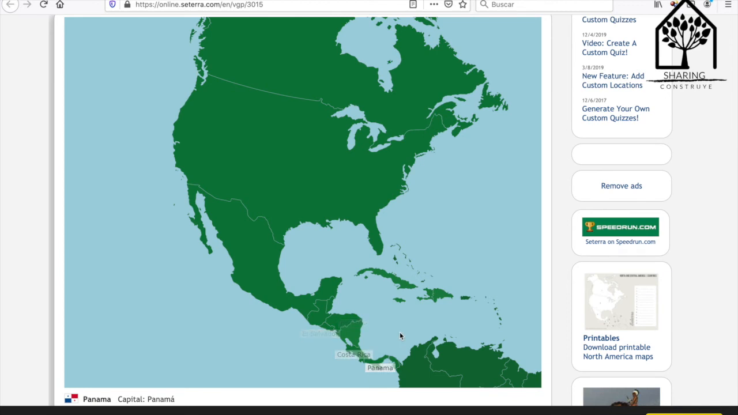Costa Rica and Panama are countries where the educational system really emphasizes the learning of the English language, and they have big influence when it comes to this. This island here is Puerto Rico. It's a territory of the United States.